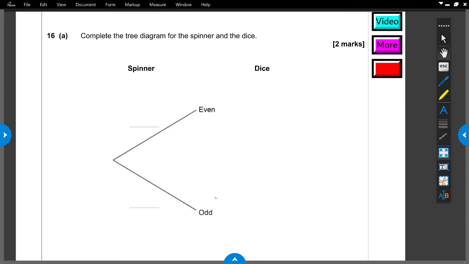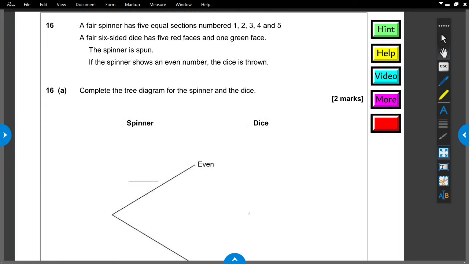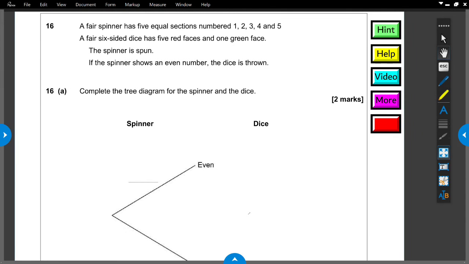So we don't have to fill anything in down here because it kind of ends here. There's nothing further to happen here. But if it's an even number, the dice is thrown. And if we look at the possible events on the dice, it can either be red or green. So there's two possible outcomes for this. That means we're going to put two lines coming off.